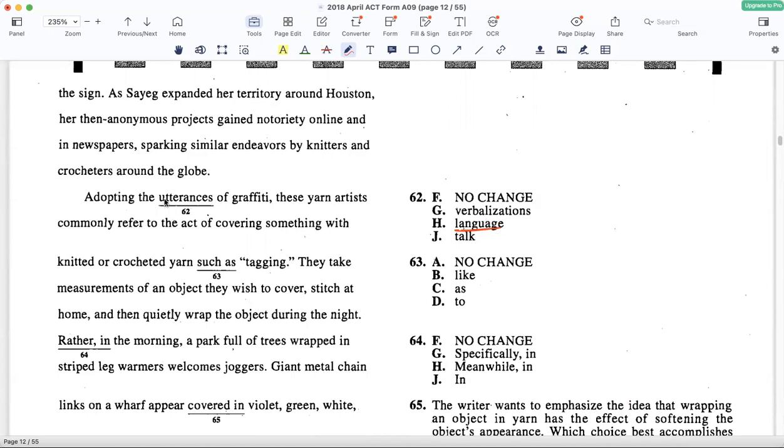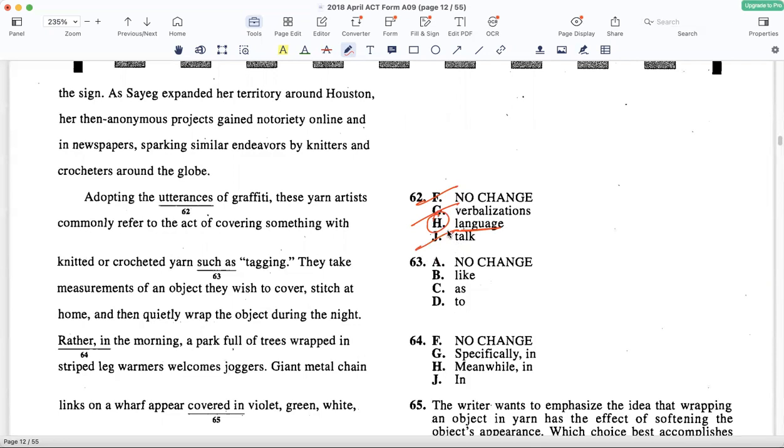I'm not talking about an actual utterance, right? It is not something that has been said. I'm using the terminology that graffiti applies. So utterances is not good. Verbalization also indicates something spoken, so that doesn't make sense. And talk is not used in the context of saying the terminology, right? So H is the right answer.